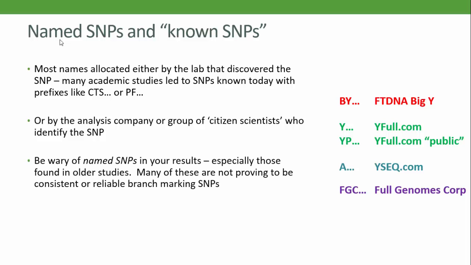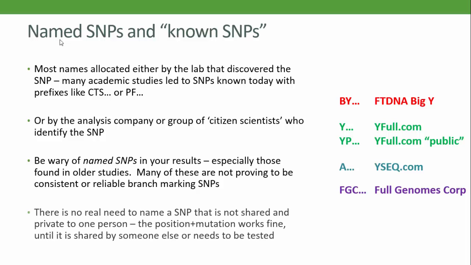Be very careful when you're looking at named SNPs. It's becoming clear since the big Y got going 2 years ago that many named SNPs found in older studies are not looking reliable or consistent markers of branches in a tree. Some of them are, many of them are not. So names for SNPs do not always confer significance. This is another area where advice is essential to you to interpret your results.